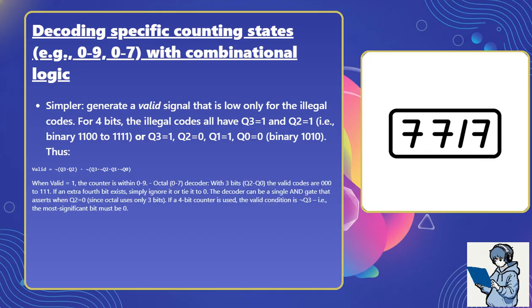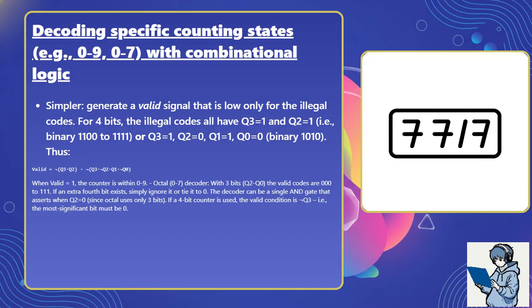Octal 0 to 7 decoder. With 3 bits Q2 to Q0, the valid codes are 000 to 111. If an extra 4th bit exists, simply ignore it or tie it to 0. The decoder can be a single AND gate that asserts when Q2 equals 0, since octal uses only 3 bits.